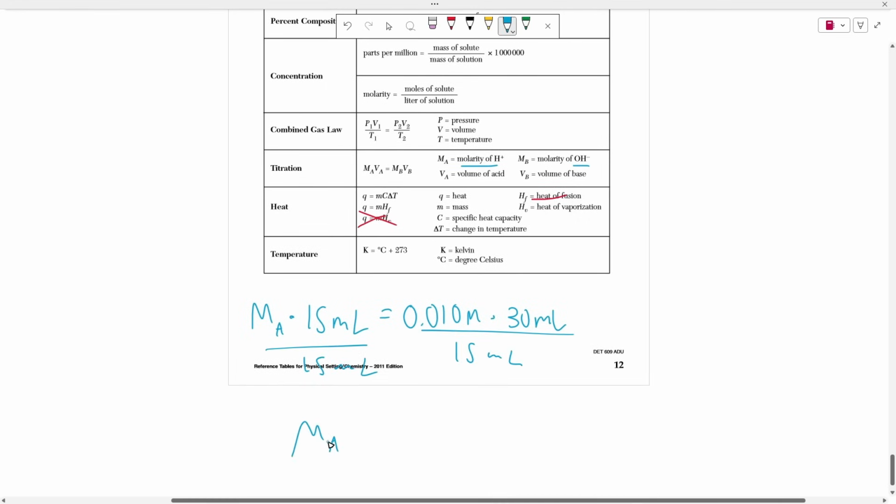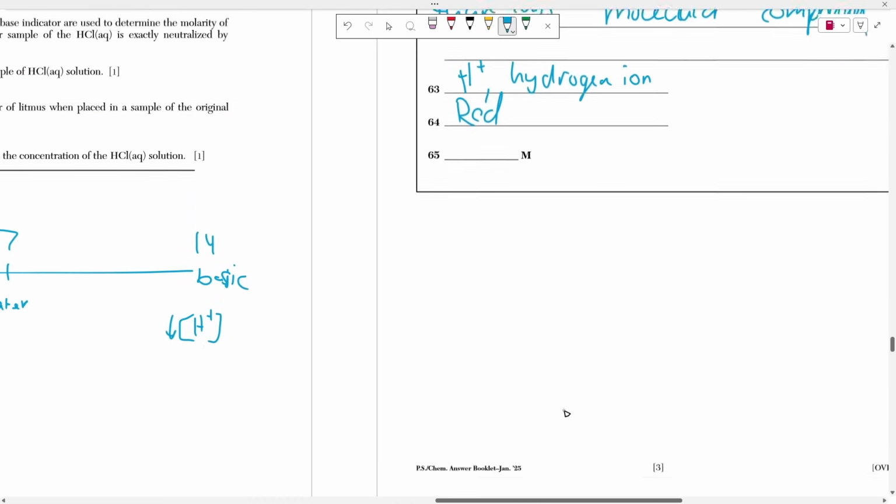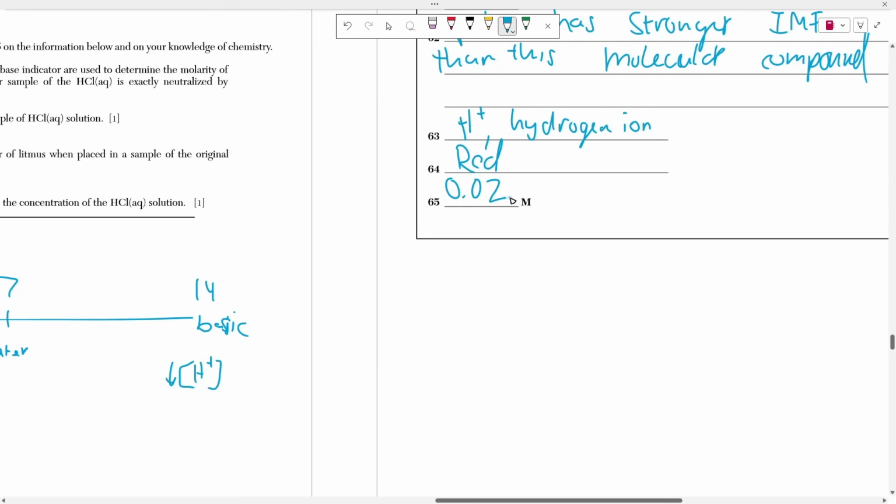Okay, and if I plug that into my calculator, it's 0.010 times 30 divided by 15. I'm going to get that the concentration here is going to be 0.02 molar. Okay, and that's going to be the correct answer here. So 0.02 molar, and that's the end of this video.